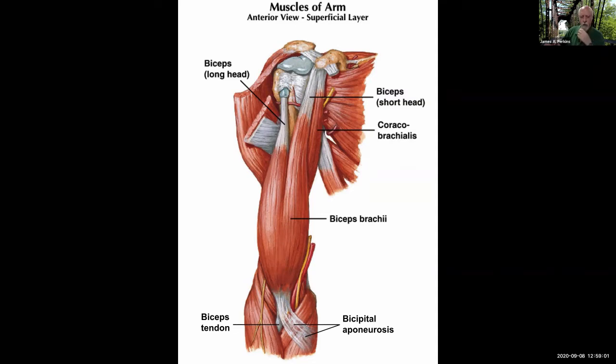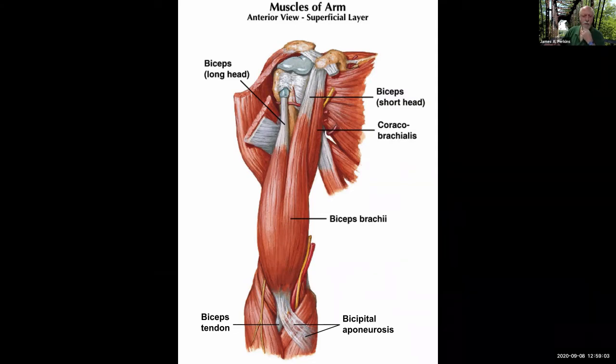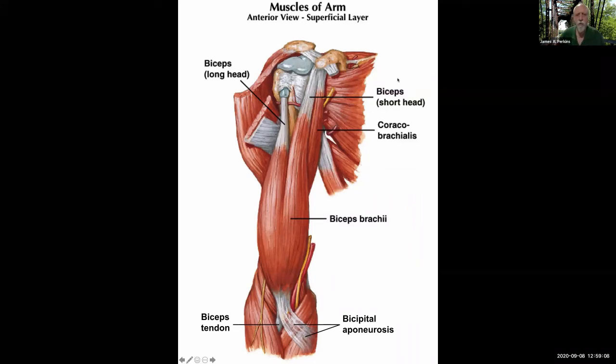The coracobrachialis has its origin on the tip of the coracoid process. So I mentioned earlier that there are a couple of muscles that have their origin on the coracoid. So here's the coracoid process up here, and you can see the origin of coracobrachialis right there on the tip of the coracoid process.